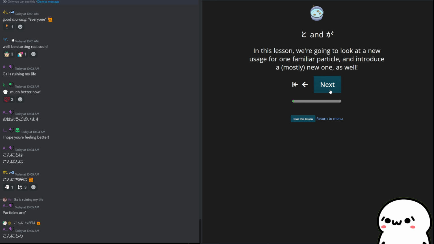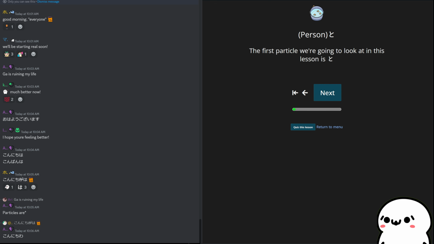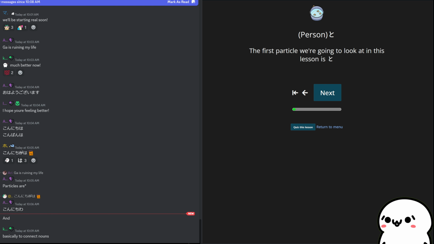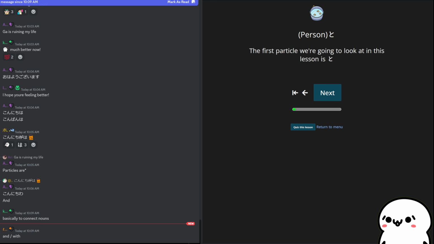So, to we have talked about before. And just as a quick review, does anyone remember the function that to took the last time we studied it? It's probably the most common one. If you had to say what is the most common usage of to, it is this. What's the function of to? Anyone? Basically to connect nouns, yes.